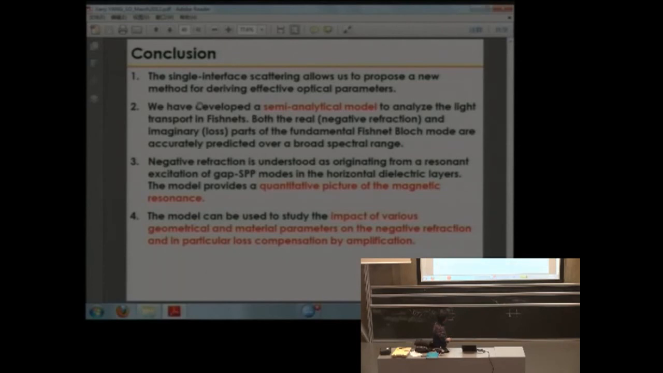Thirdly, the negative reflection in fishnet can be understood as originating from a resonant excitation of the gap plasmon mode in the horizontal direction of the fishnet. And this mode can provide a quantitative picture of the magnetic resonance. So lastly, this model can be used to study the impact of various geometrical and material parameters on the negative reflection. And particularly it can be utilized to analyze the case of loss compensation by some inclusion of gain medium in fishnet.